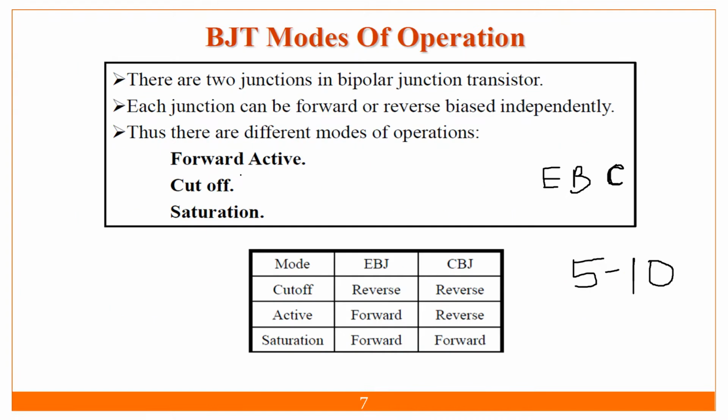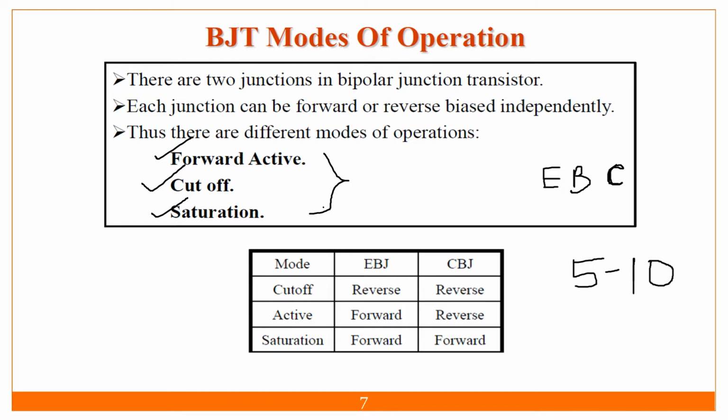As far as the modes of operation are concerned, the diode will act in forward bias, forward active, then cutoff region and saturation region. What the active region is, we'll see all that. How many regions are there? There are three regions: cutoff, saturation, and the active region.